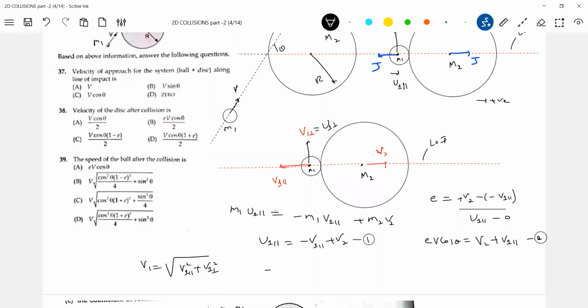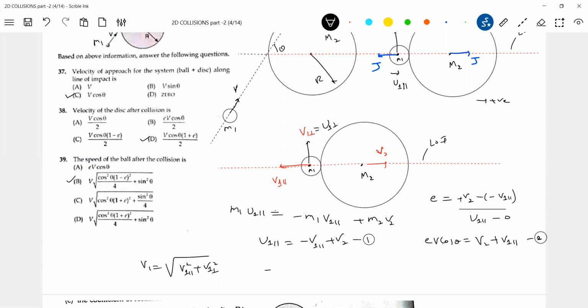Later on, I'll update the answer. I have to check it somewhere. It's okay, I'll give that one. 37, this will be C. 38, this will be B. 39, it will be B. Check answers later on, calculate.